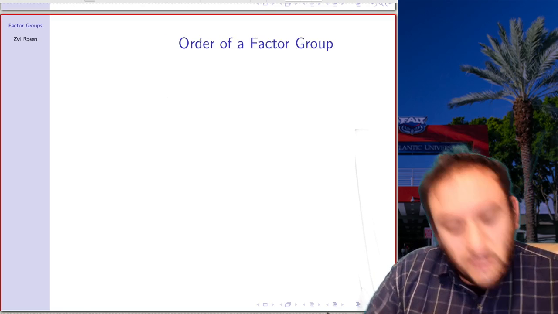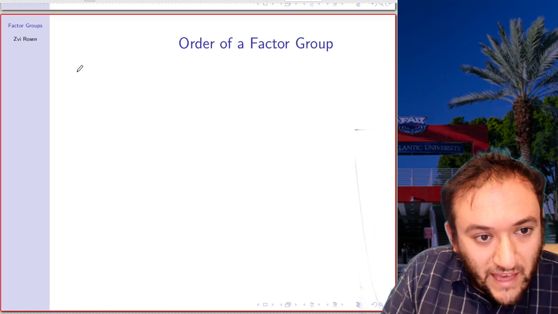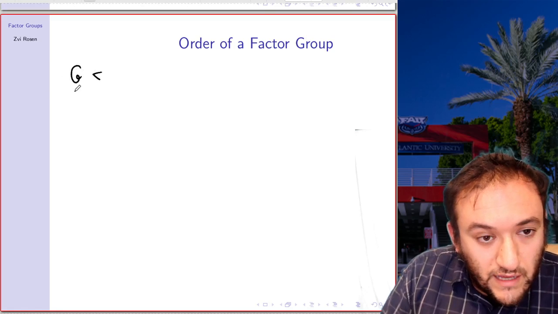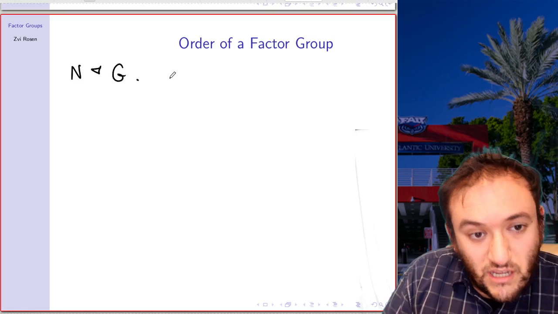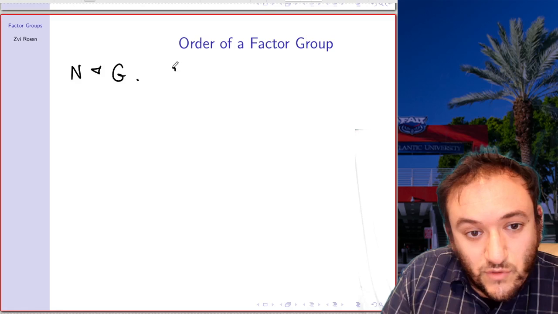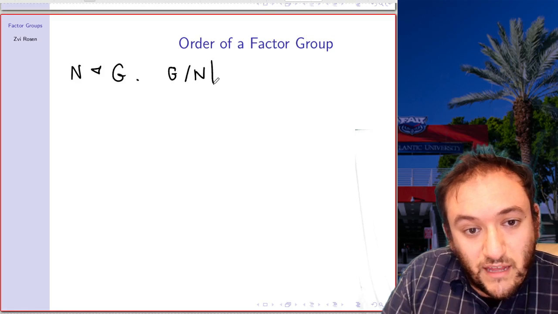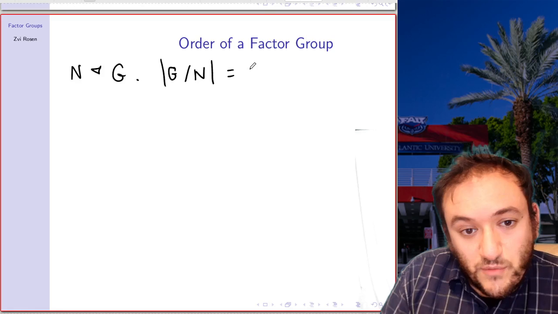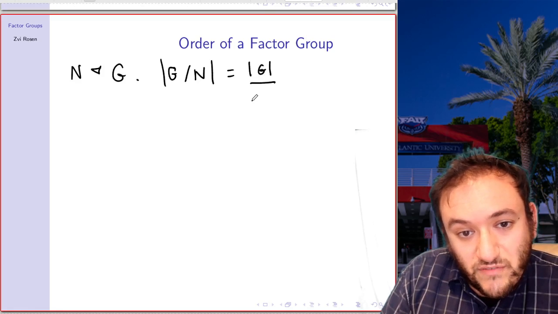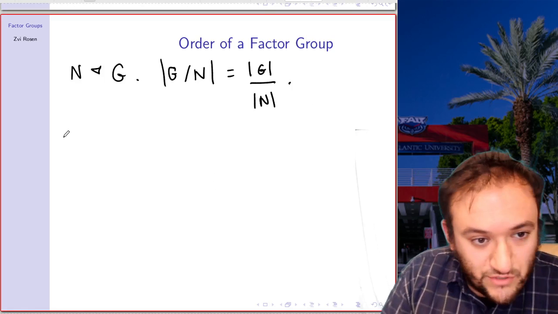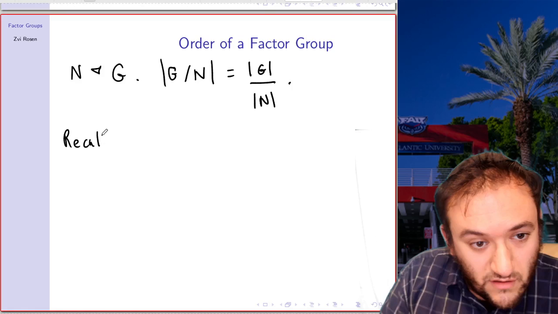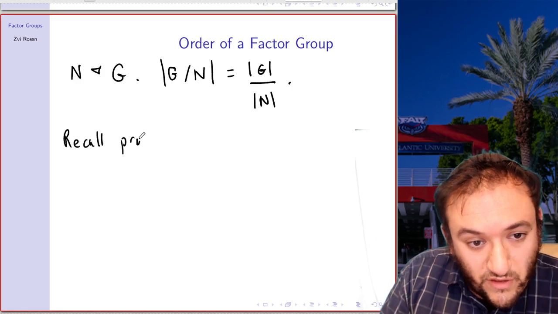Okay, now let's look at the order of a factor group. So let's say we have N in G, and we're looking at the factor group G mod N. So the order will be equal to the order of G divided by the order of N. And this isn't hard. You can just recall the proof of Lagrange's theorem.